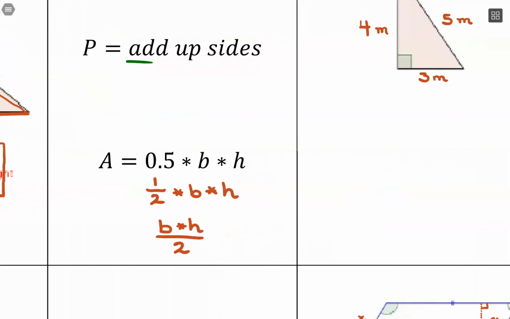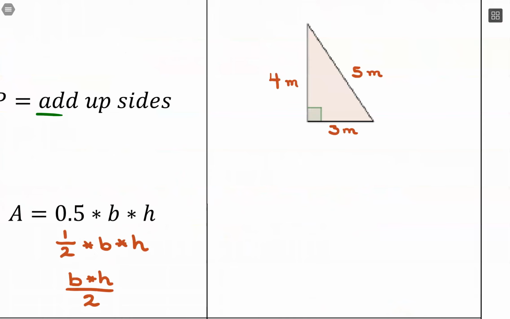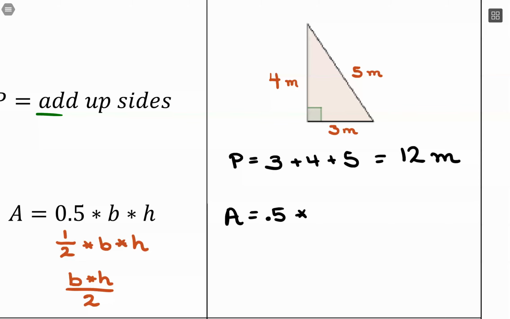All right, so with an example of this, let's say we had a right triangle with these 3 side lengths here. So for perimeter, all we would do is add them up. So I'll take that base of 3 plus 4 plus 5, which will be 12. And then the units just stay the same, so that'll be meters. For area, we're going to take 1/2 times base times height.